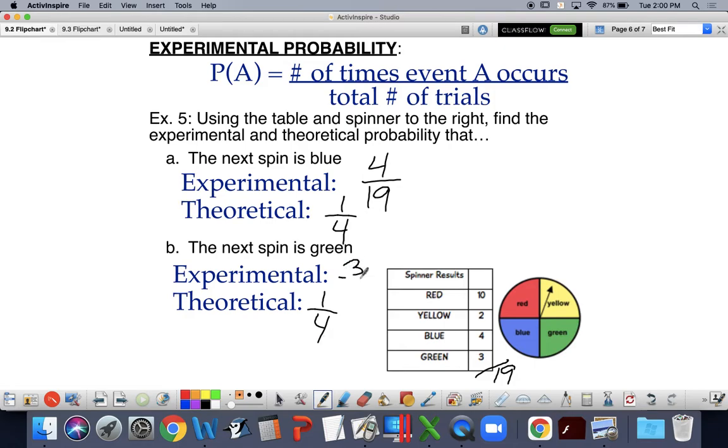3 out of 19. I got green 3 times on that spin. Okay, what we're going to do, we need every group to have a quarter. We're going to do some experimental versus theoretical. If I flip a coin, what's the probability it's going to land heads? 1 out of 2, right? 50% shot. So we're going to see.